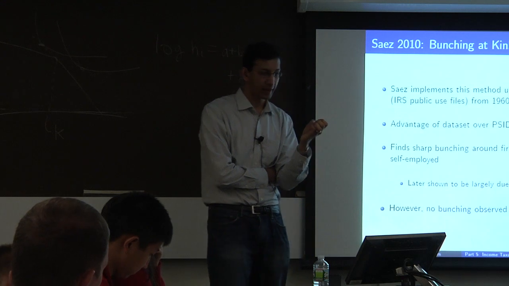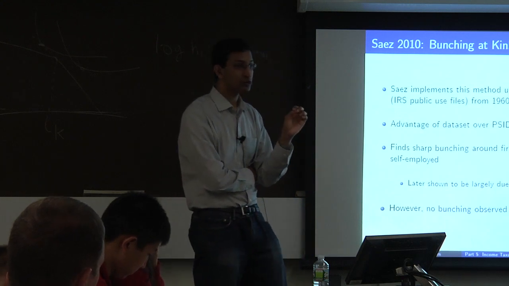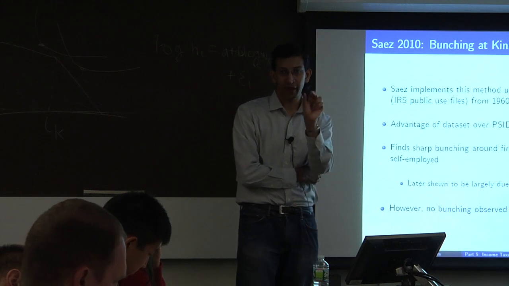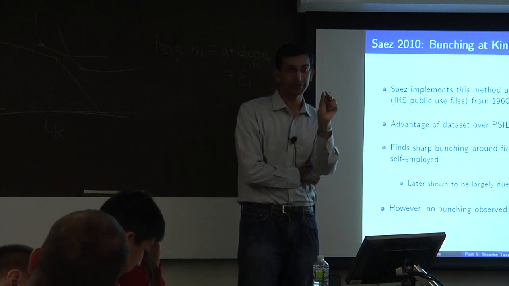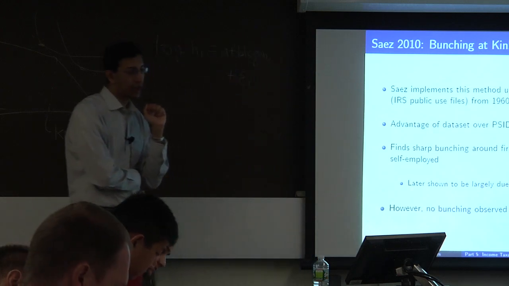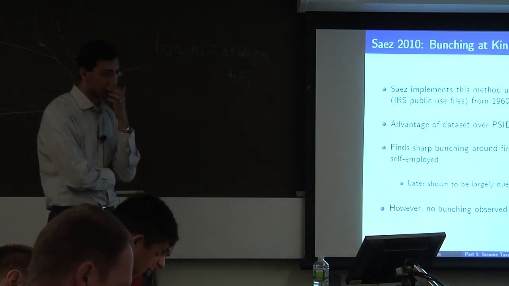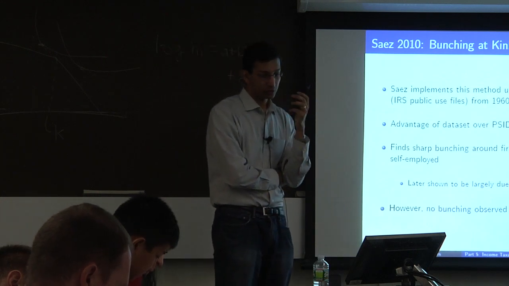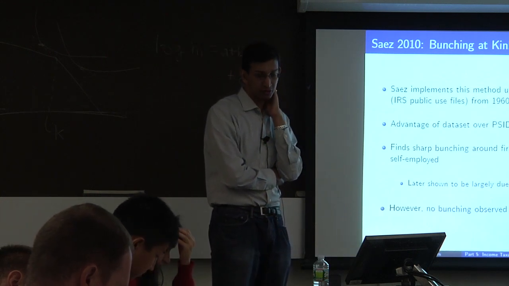So you can see that as soon as you have measurement error, the bunching method is going to be totally screwed up, because you're relying very heavily on getting people's incomes exactly right around the kink. And he finds sharp bunching around the first kink point of the EITC for the self-employed, later shown to be due largely to reporting effects.